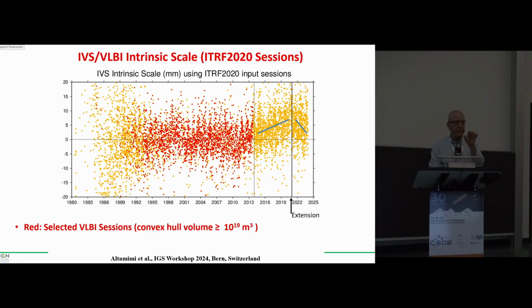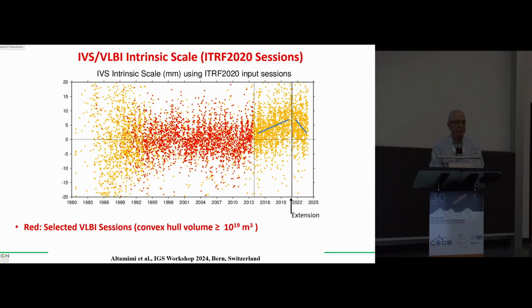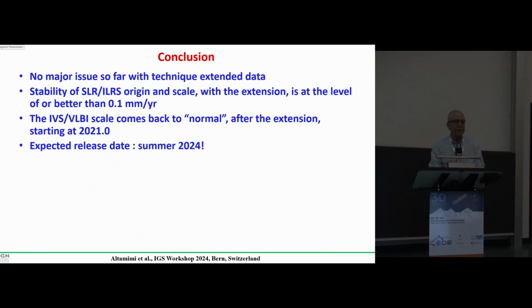So if you use the sessions that we selected for the ITRF 2020, and if you now include the extended data, you will change the scale by 0.34 ppb with a drift of about 0.025 ppb per year. So you will change the scale definition given by VLBI. And therefore, we decided to keep the same sessions that we selected from VLBI to contribute to the scale definition, and to say that correctly, to keep the same scale for the ITRF 2020.